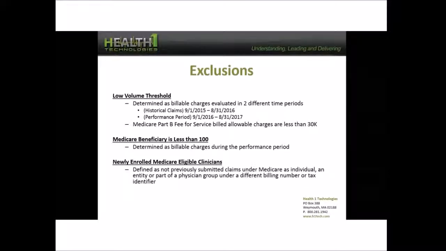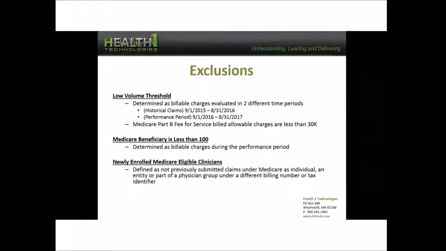One is a low volume threshold, and this is based on a couple of different ways. So first, CMS is going to go back and look at historical claims from September 1st of 2015 to August 31st of 2016. If you are below $30,000 in that time period, or between September 1st of 2016 and August 31st of 2017, you will meet the low volume threshold exclusion and will not be counted in the MIPS program. So CMS is going to run these numbers behind the scenes, and they are supposed to notify people if you meet that low volume threshold.